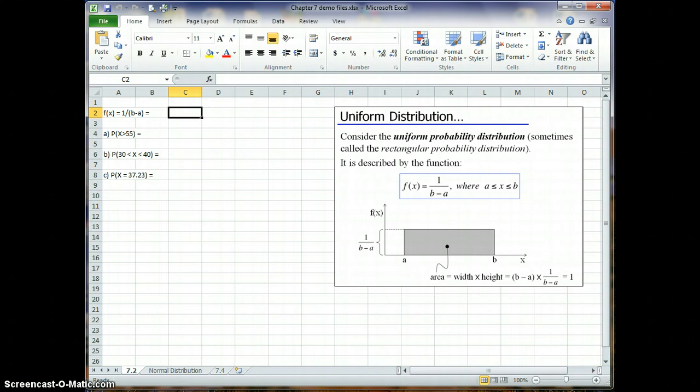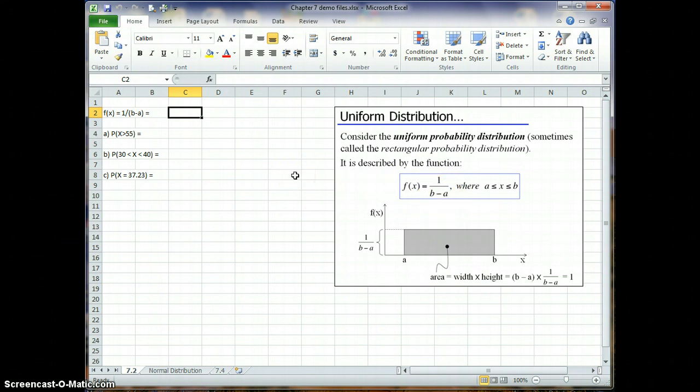And the first type of distribution we look at is the uniform distribution. We're also going to be looking at the normal distribution. But with the uniform distribution, there's a range here from A to B, and the probability is equal anywhere within that range. And so we use this equation here, the function of x is equal to 1 over b minus a.